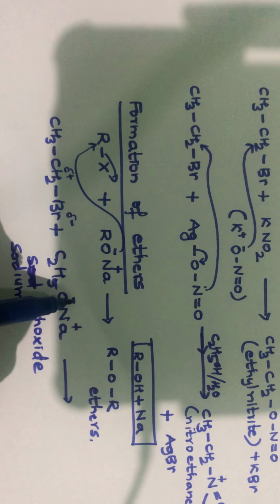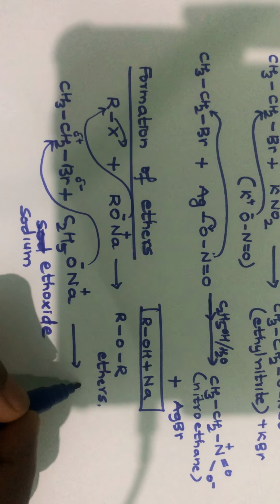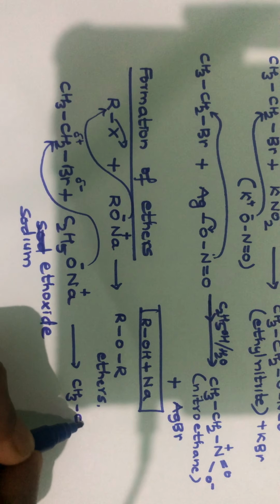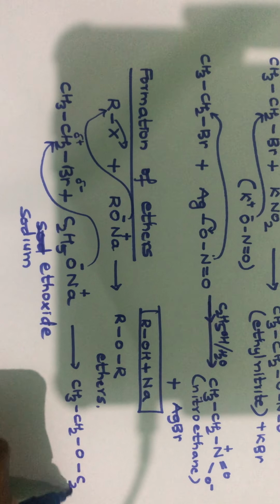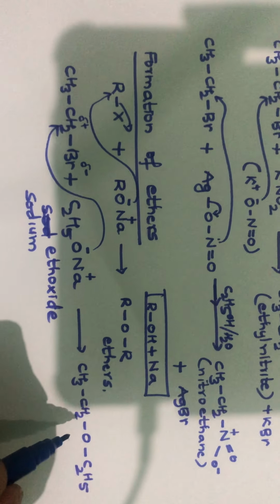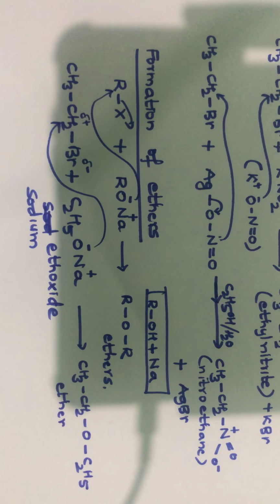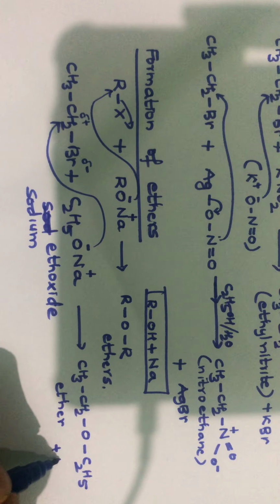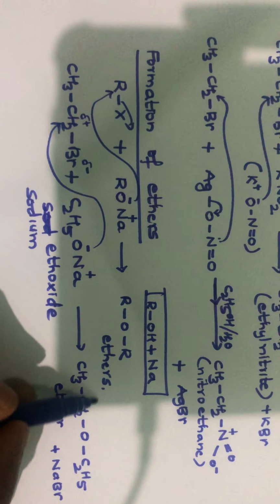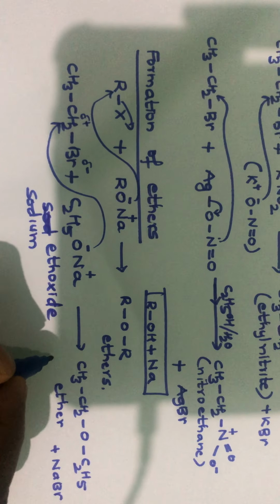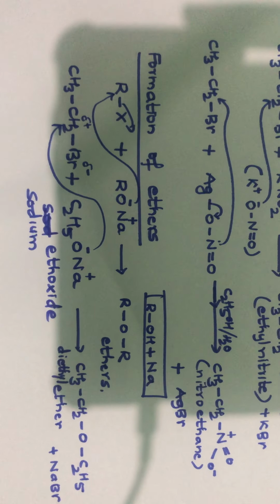this carries a partial negative charge and a partial positive charge. Obviously, this oxygen will attack here. So it results in the formation of this compound, CH3CH2O, this part C2H5. So this is an ether, plus the side product will be NaBr. So this is diethyl ether. This is an ethyl group. This is also an ethyl group. So this is called diethyl ether.